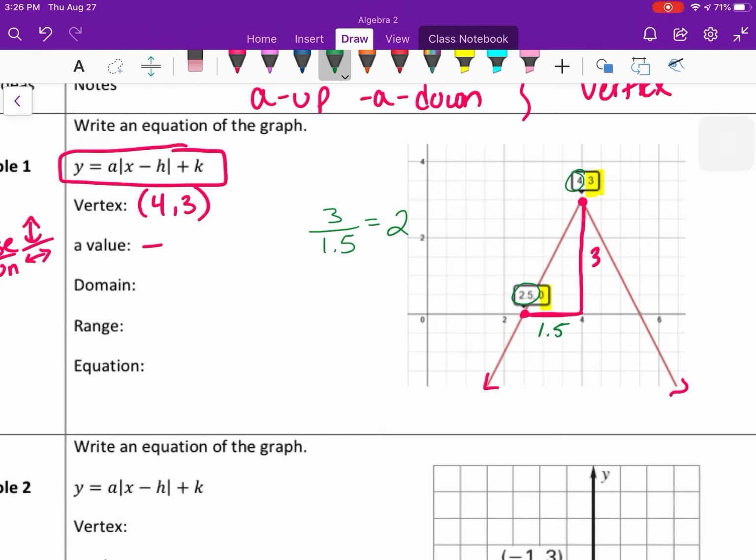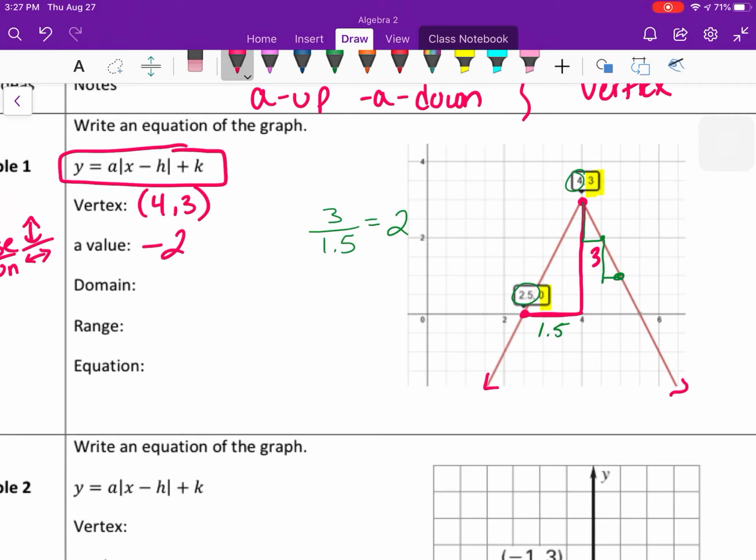So rise over run of 2, which you can kind of see right here, maybe a little bit easier: down 2 over 1, down 2 over 1. I like to use the points that are given just to make sure that I am getting an accurate A value. So since it opens down, your A value is going to be negative 2.